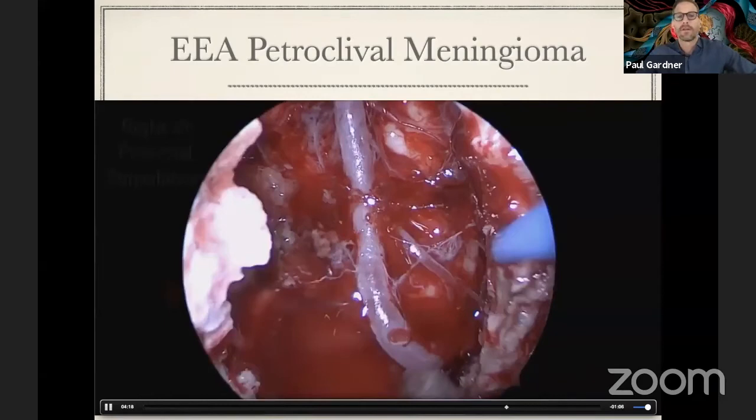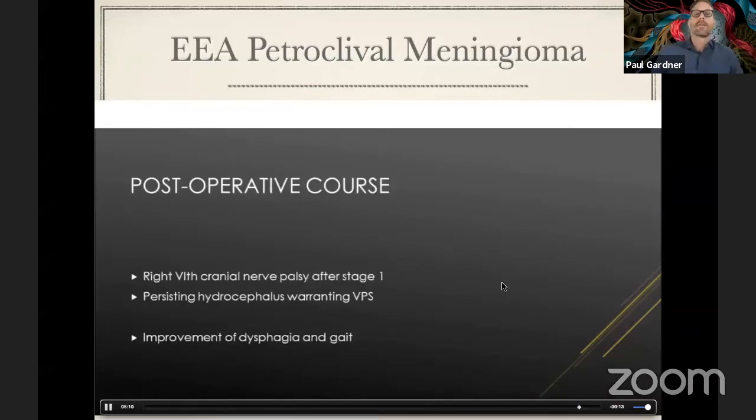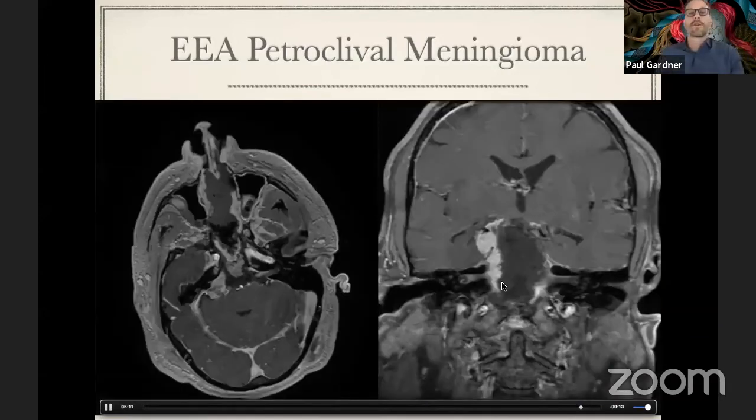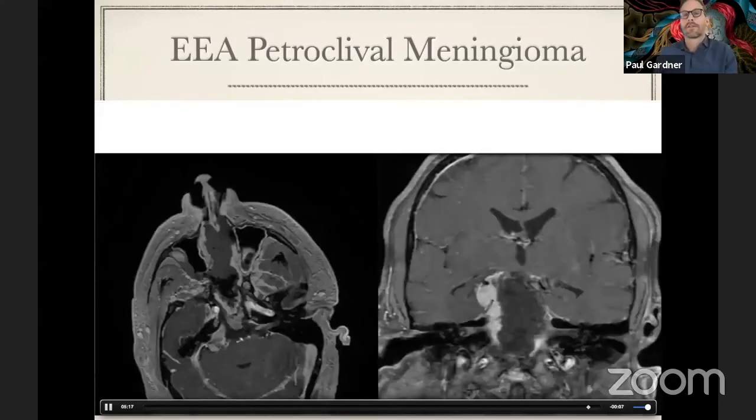Here's the final view. And I'll skip ahead to the imaging. Here we see obviously the portion left on the Petrus bone, and this could be managed from an extended middle fossa approach to get a near complete resection of this tumor.